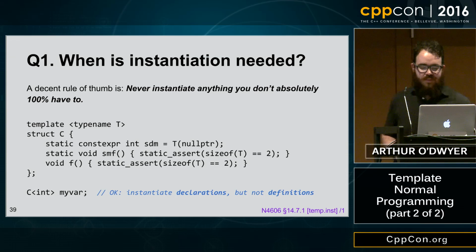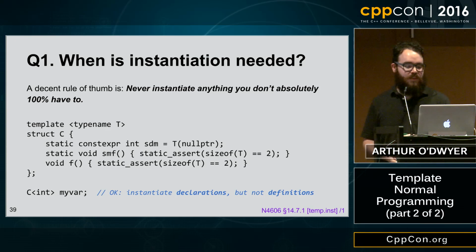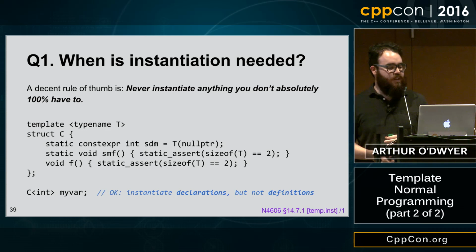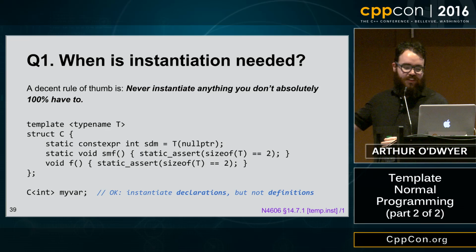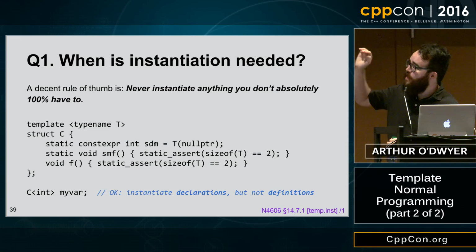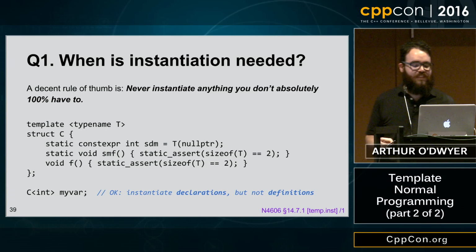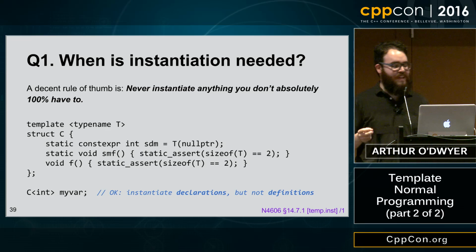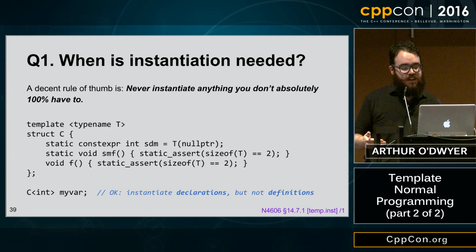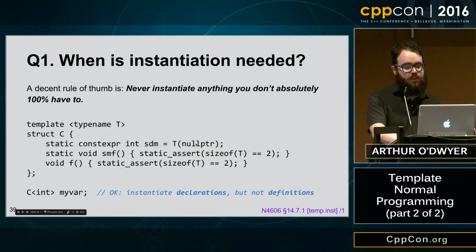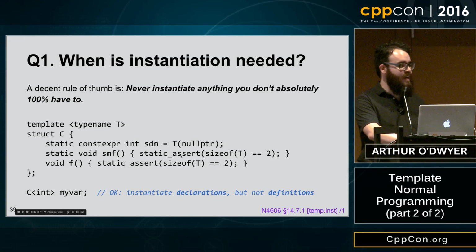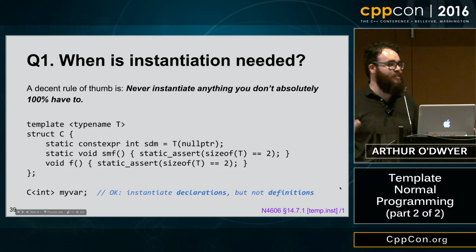So here's an example where I'm instantiating the definition of the class. And if you look closely, you'll see that each of the lines here, SDM, SMF, and F, has a definition that also shouldn't compile. Right? In 2 of the cases, I'm static asserting that size of int is 2, but of course it's template dependent, so it's okay. In the other case, I'm trying to take nullputter and cast it to a t, which is int. And that shouldn't compile either, because you can't cast nullputter to int.